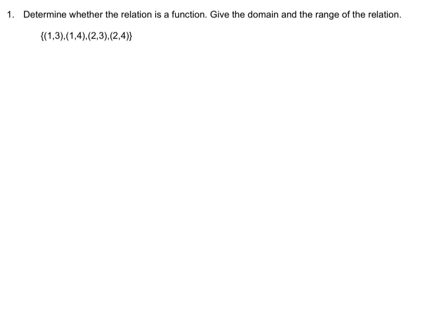The domain is the set of all the x values, or the first components, and we don't need to list duplicate numbers more than once. So, to list the domain, we'll just write the set of all unique x values. And we have a 1 and a 2. So our domain is 1 and 2.